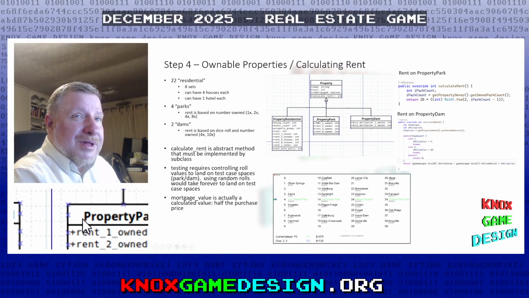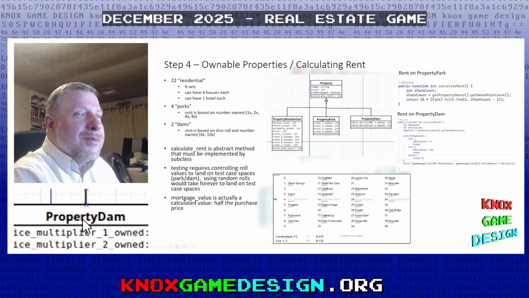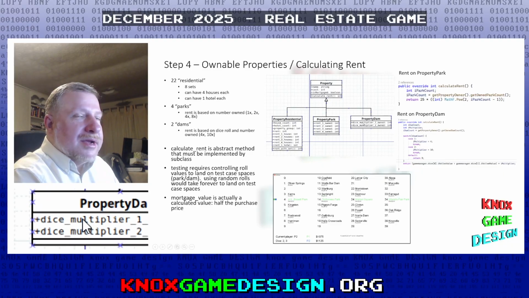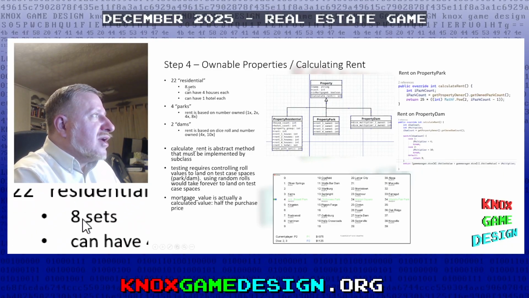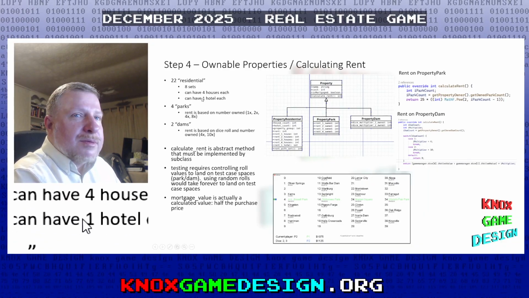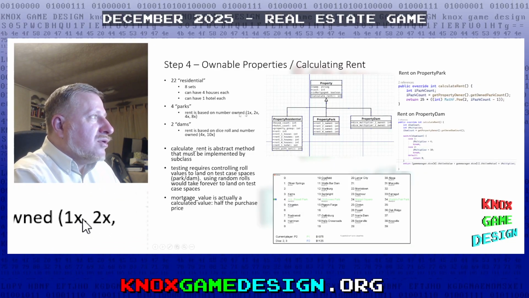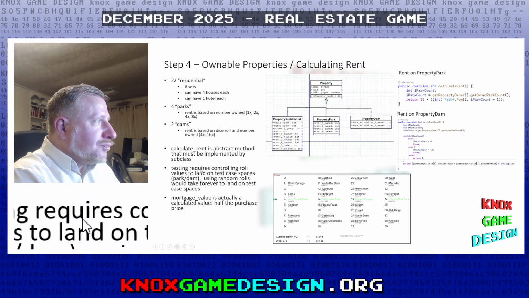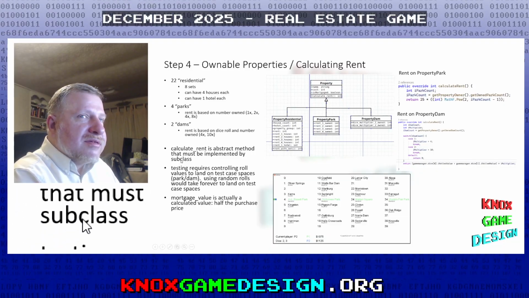We're going to have what I'm calling a property park, so you get more rent for the number that you own. And then I'm going to have a property dam, which would have been like a utility. So it's going to be calculated on a dice multiplier. So there's 22 total residential. There's 8 sets. Each can have 4 houses each. And each can have 1 hotel after they build 4 houses. There's 4 parks. Rent is based on the number of owned times either 1, 2, 4, or 8. Then there's 2 dams. And the rent is calculated on the dice roll. Calculated rent is an abstract method that must be implemented by the subclass.